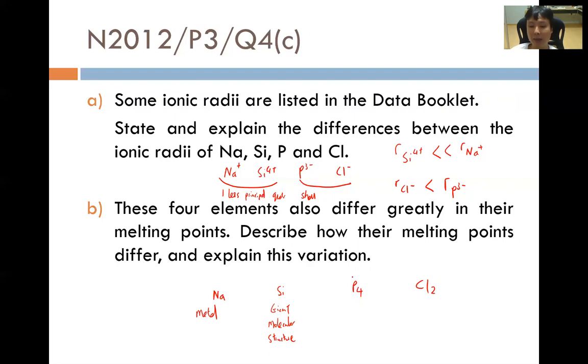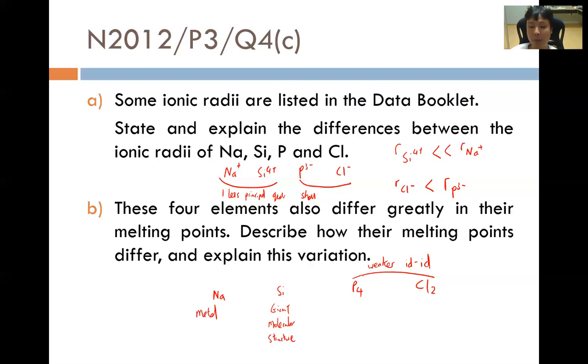So these two are held together by weaker ID-ID interactions, and hence the melting points are much, much lower as compared to the metallic bonding of sodium and the covalent bond in silicon. Okay, so they have a much lower melting point.